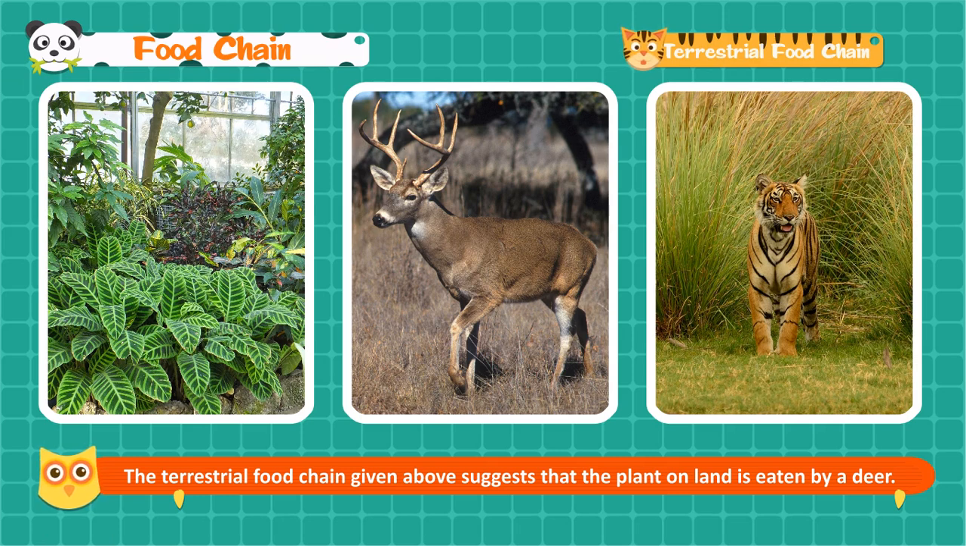In a food chain, as the food goes from one level to the next, there is also a transfer of energy at each level of the chain.